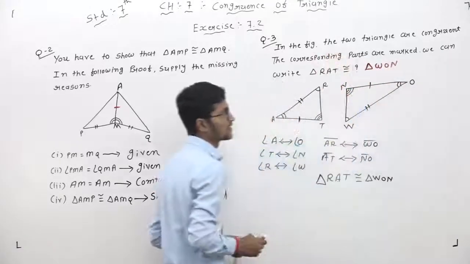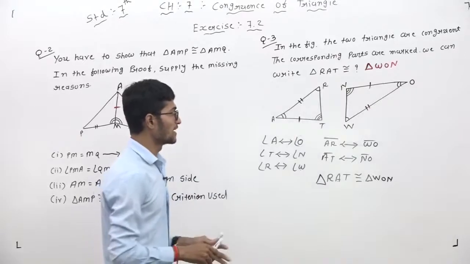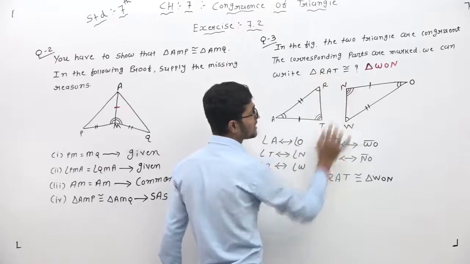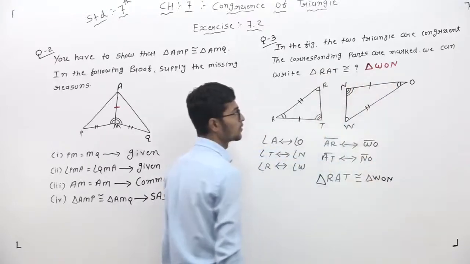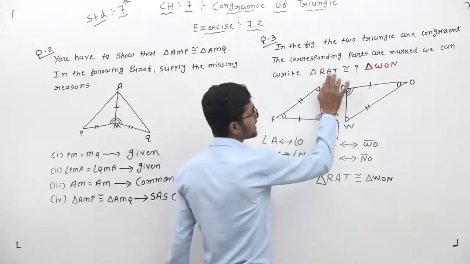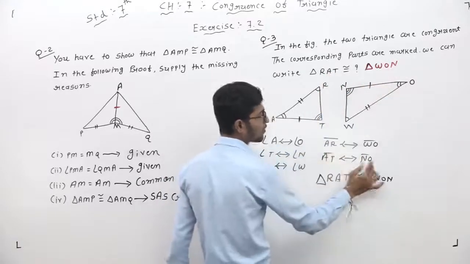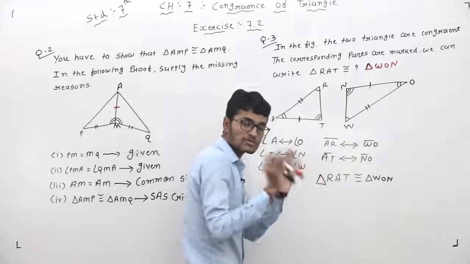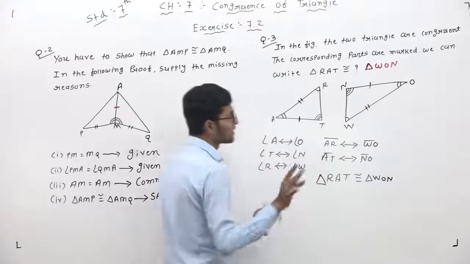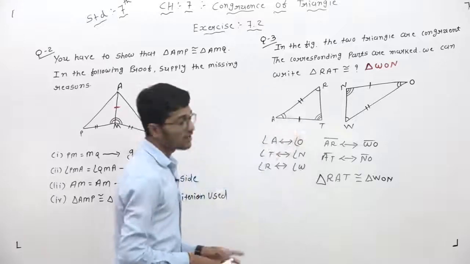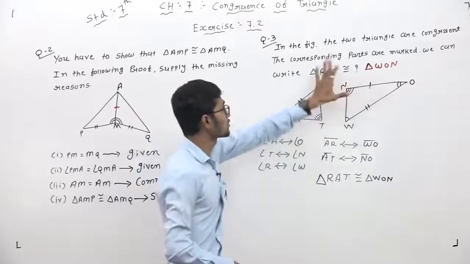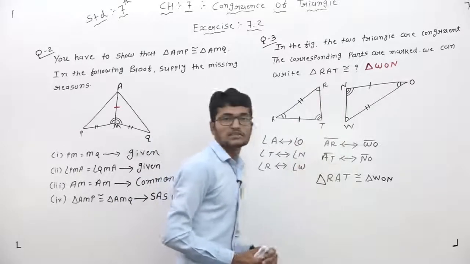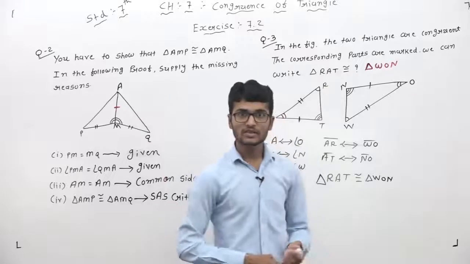So our answer is triangle WON. Now check RA. This means WO. Here is the WO. Same for AT: AT means ON. ON and NO are the same side, no? ON or NO, both are the same sides. So don't worry. Clear? So this is our question number 3 answer. These two triangles are congruent to each other, and this is what we will find. So this is the method. Understand question number 3?